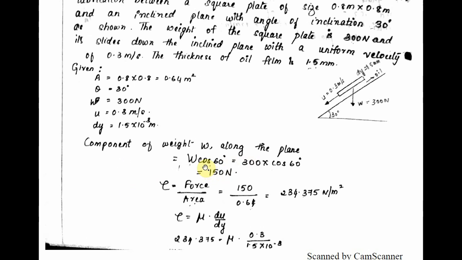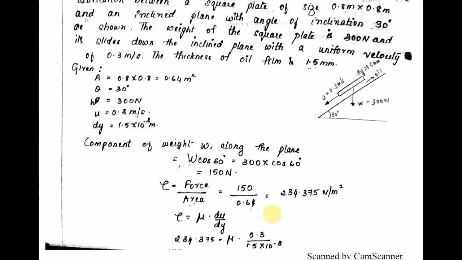Therefore, the component of the weight W along the plane is W into cos theta. We have resolved this into a component, that is W into cos theta, where W is 300 into cos 60, that is 150 Newton. And we know that tau is equal to force upon area, that is 150 divided by 0.64, that is 234.375 Newton per square meter.